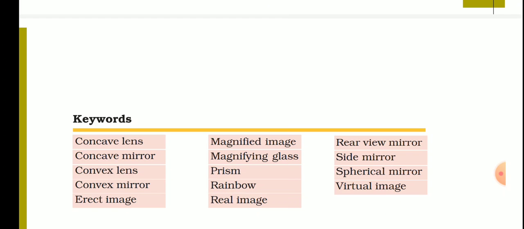Magnified image. A magnified image means the size of the image is larger as compared to the size of the object. Then you know about the magnifying glass, it helps us to magnify the object. Prism, it helps us to split the white light into 7 color components, that is violet, indigo, blue, green, yellow, orange and red. Rainbow, we have discussed already. Real image, rear view mirror used in the car, side mirror, spherical mirror, and the virtual image. A virtual image only appears to be there, it is not a real image.